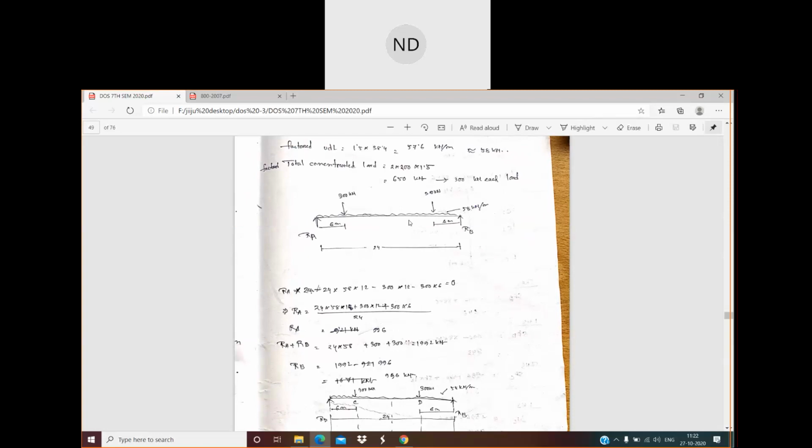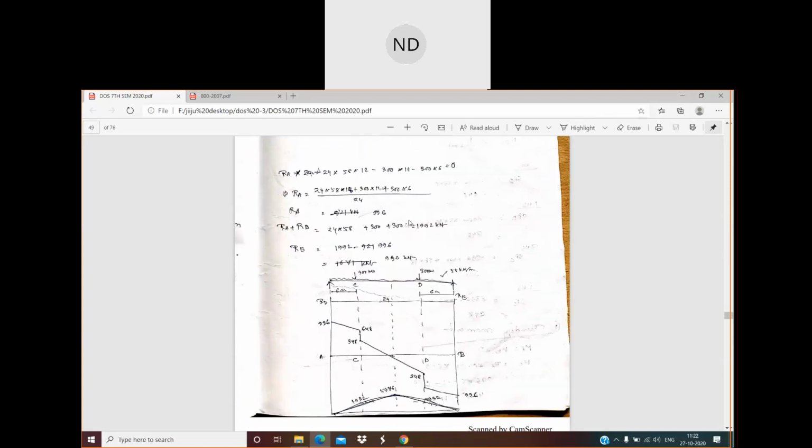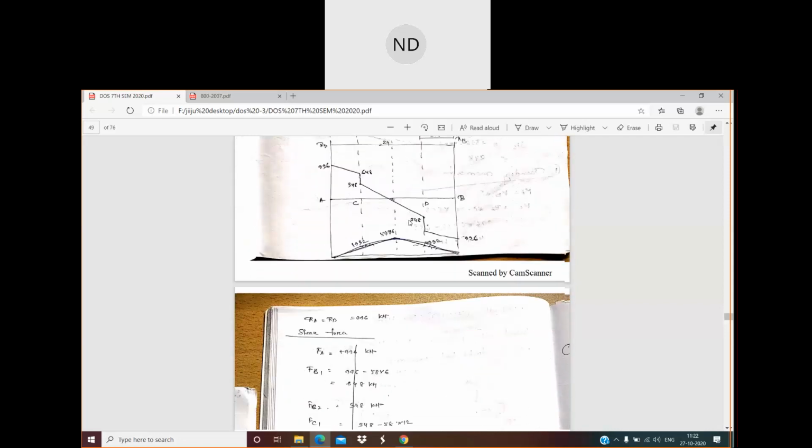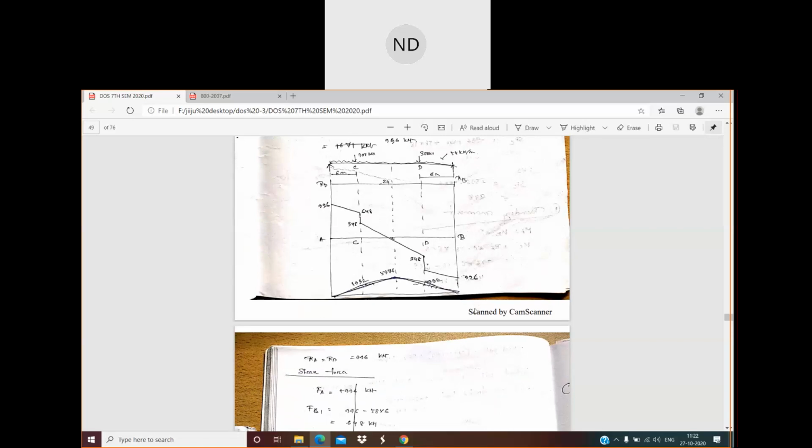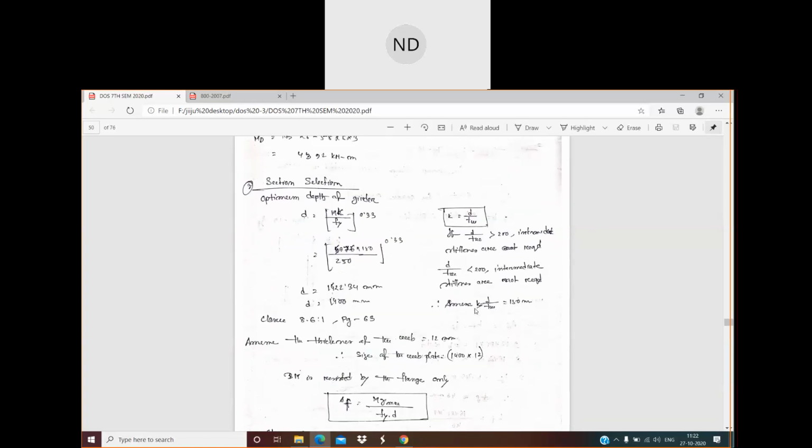This was the loading condition, and from here we have calculated our shear force and bending moment diagrams. These were the bending moment and shear forces. I think we have done till here as much as I remember. So after that, what we are going to do is find out the selection of the section.